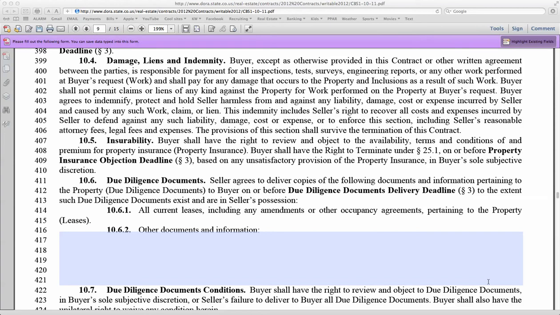10.5 talks about property insurance and finding out if they can find satisfactory insurance for the property on or before the insurance deadline. If they do not, they do have the right to terminate.